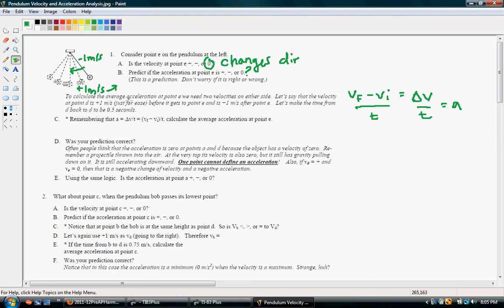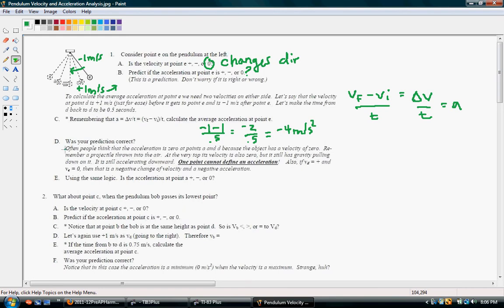So our final velocity is negative 1 meter per second. Our initial was 1, so minus 1, so minus our initial, over a time of 0.5. Negative 1 minus 1 is negative 2. And when we divide that by 0.5, we get an acceleration of negative 4 meters per second squared. So although our velocity was 0, our acceleration was actually negative 4 meters per second squared.